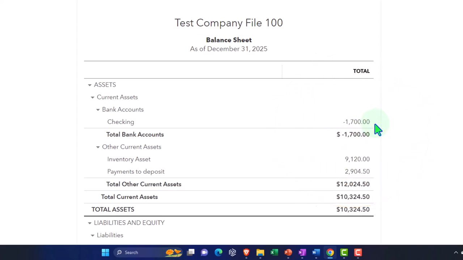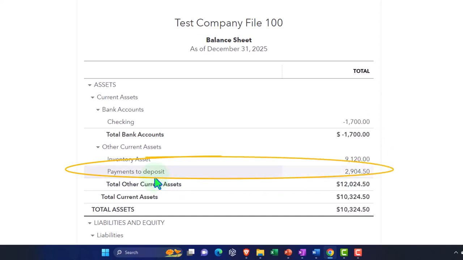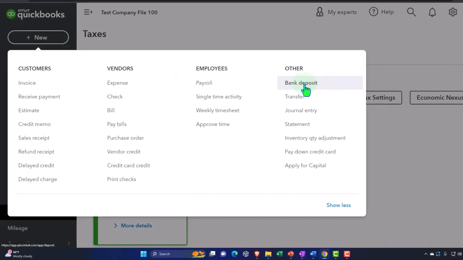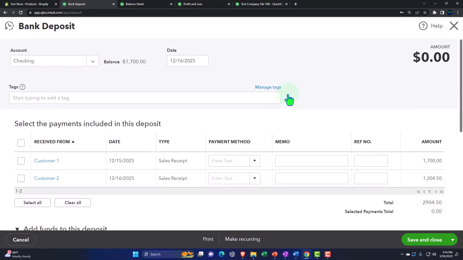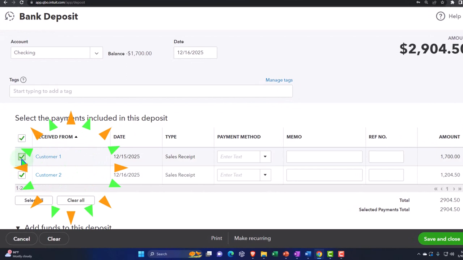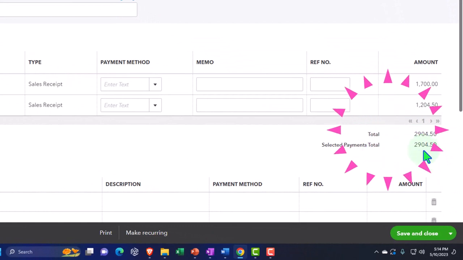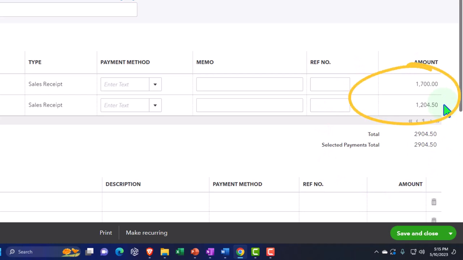They didn't do it $5 at a time. They lumped them together in some way. So the way we do that in a non-ground system is we deposit into the payments to deposit generally. And then when I go to the bank at the end of the day, we will make the deposit. So I'll make a bank deposit, and then I'm going to deposit these two items at 12/16. Okay, so the full deposit is going to be $2,904.50 instead of two individual deposits, $1,700 and $1,204.50. And that then will make it easier to reconcile, because my bank statement will have one number, $2,904.50, not two numbers on it.